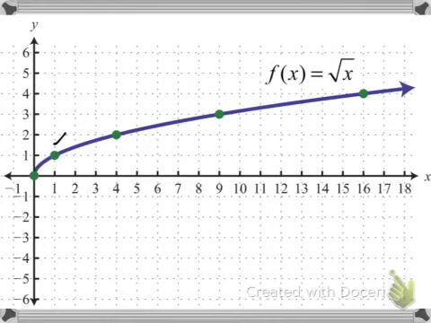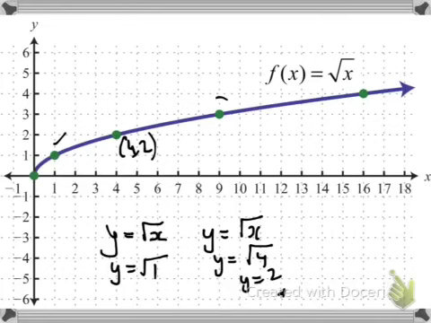Another point here, we've got 4, 2. If y equals the square root of x, and x is 4, y equals 2. Hence the point 4, 2, and so on. We've got square root of 9 is 3, square root of 16 is 4. So there's our general shape of the graph of y equals square root of x, or f of x equals the square root of x here.